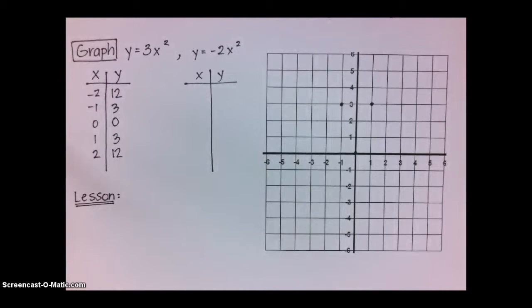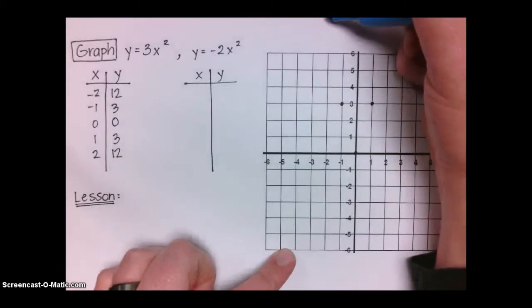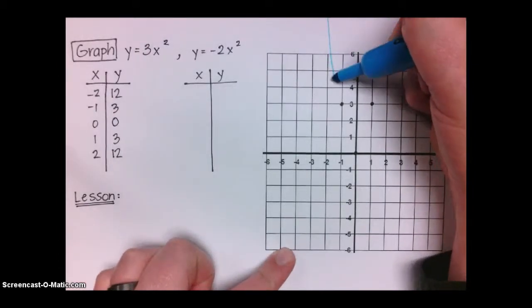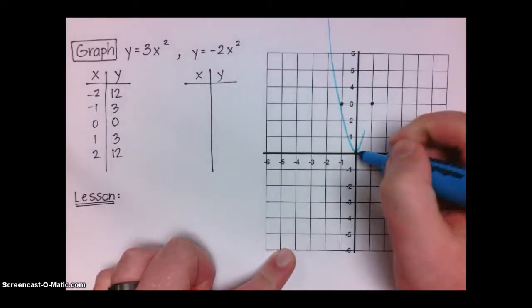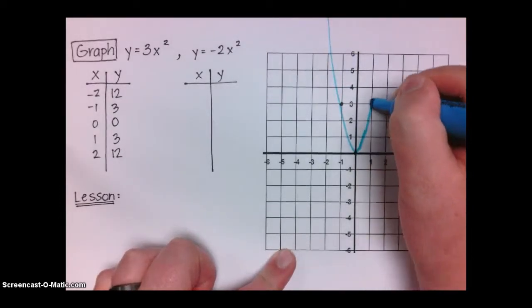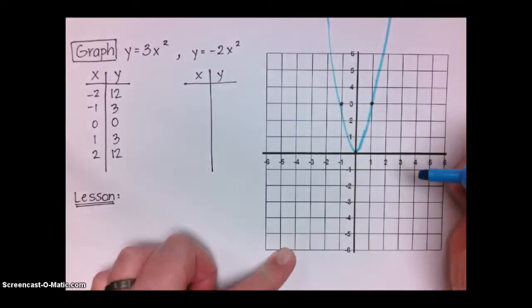So what I'm going to do is I'm going to graph this, and I'd like you to do the same. I'm going to try to connect this so that it looks like a U shape. That's actually kind of narrow. It's a little difficult for even me to do. Okay?